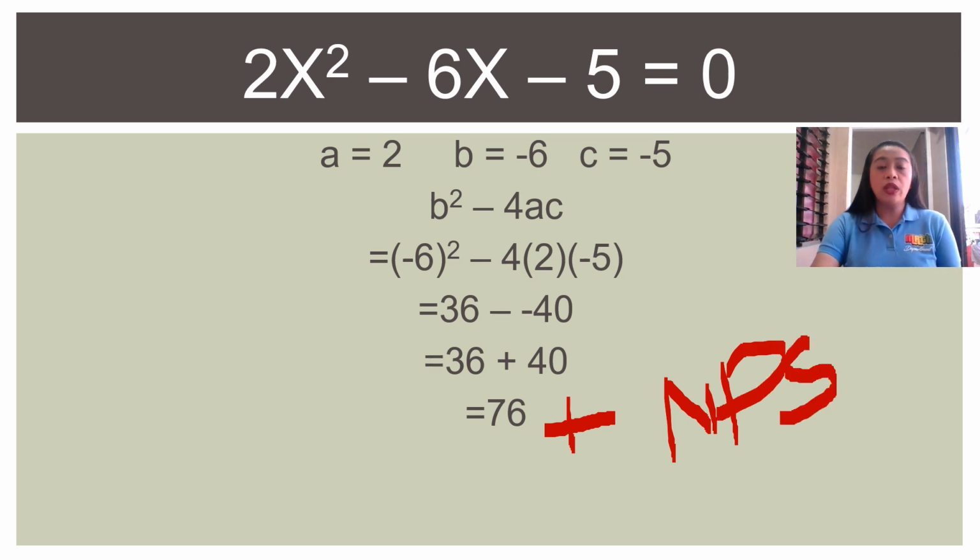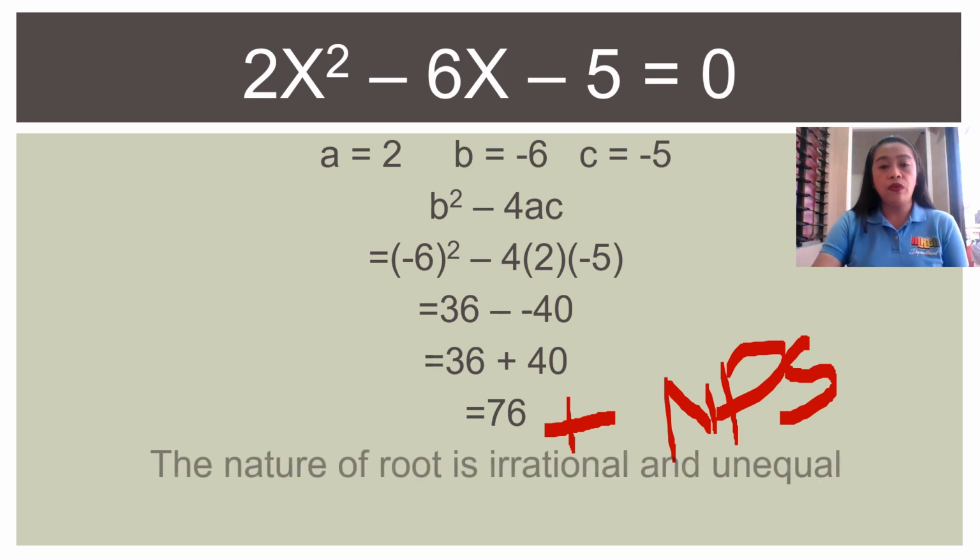So since it is positive and not a perfect square, therefore the nature of root is irrational and unequal. So again, from our first example, we were able to compute for a value of 0. Since it's 0, the nature of root is real, rational, and equal.